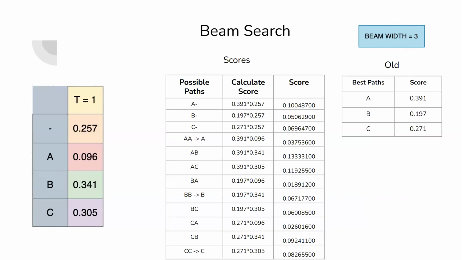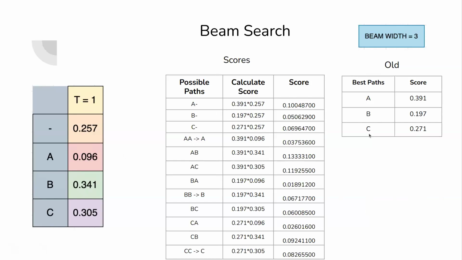So for t equal to 1, if these are the outputs of our softmax, then again we are going to consider the sequences which we chose before.